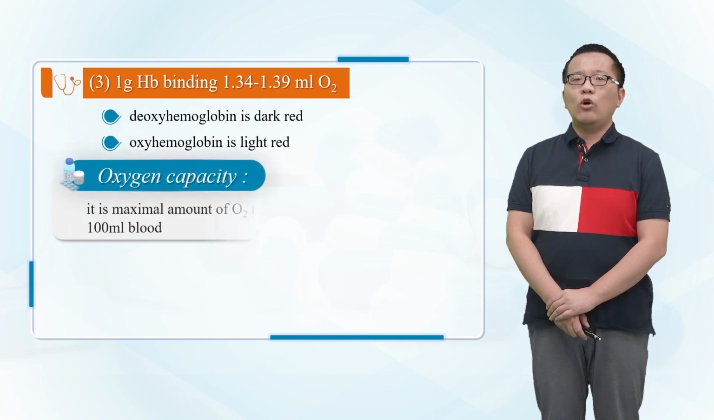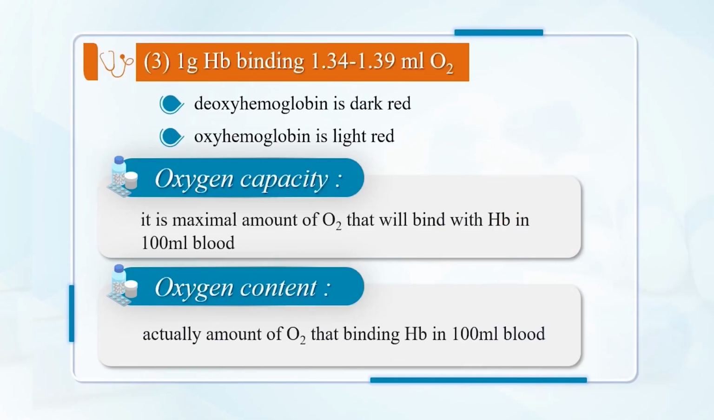1 gram of hemoglobin can bind 1.34 to 1.39 milliliters of oxygen. Deoxyhemoglobin is dark red. Oxyhemoglobin is light red. Oxygen capacity is the maximum amount of oxygen that will bind with hemoglobin in 100 milliliters of blood. Oxygen content is the actual amount of oxygen bound to hemoglobin in 100 milliliters of blood.